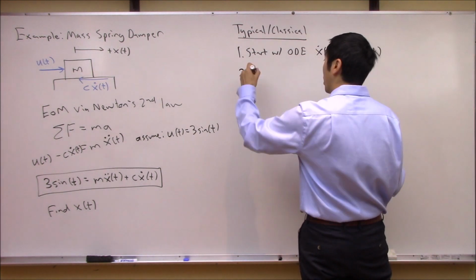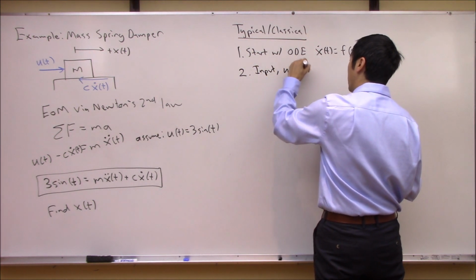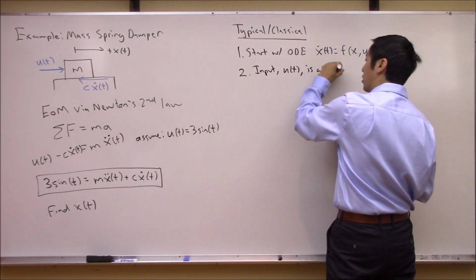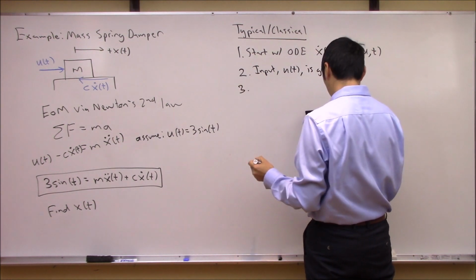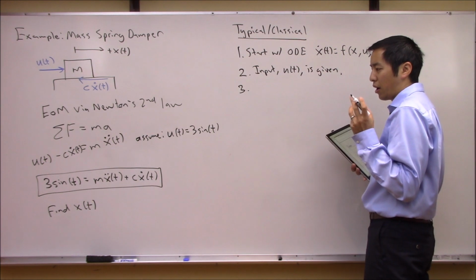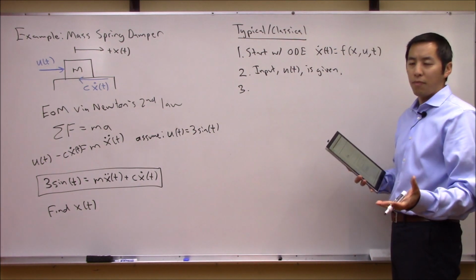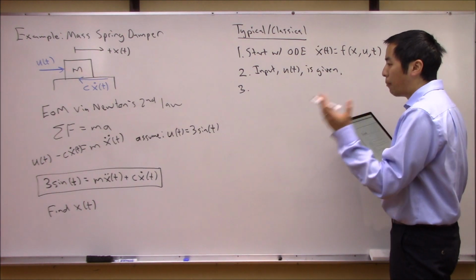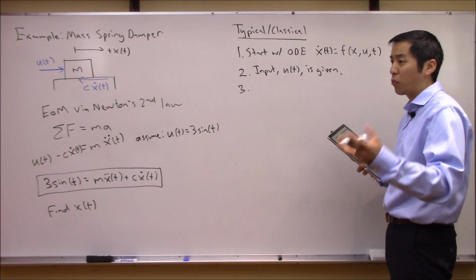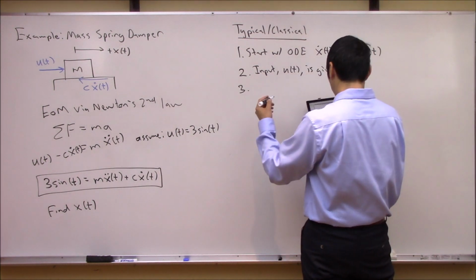So usually, let's just write down that the input u of t is given. Then the third step you're going to do is, now that you've got this forced linear ordinary differential equation, you're going to have to do some things like trying to find a homogeneous and a particular solution, and we're going to go over all of that in another video, but I just want to write down the general procedure here.